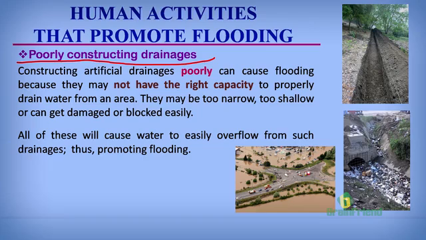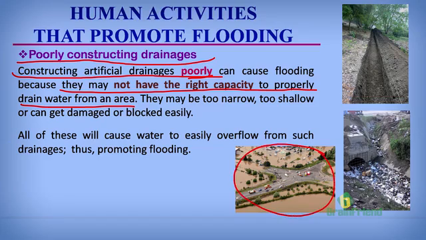We mentioned earlier that artificial drainages are those drainage systems that are made by man, constructed by man. When these drainages are not well constructed, we say they are poorly constructed. This could cause flooding because they may not have the right capacity to properly drain water away from an area. In a case where a certain number of drainages have been made within this town or this city or this community, it is expected that during rainfall, these drainages should help to channel water away from this area into water bodies like rivers and streams in order to prevent flooding. But when the drainages within this area are poorly constructed, they may not have the right capacity to help to drain water from this area.